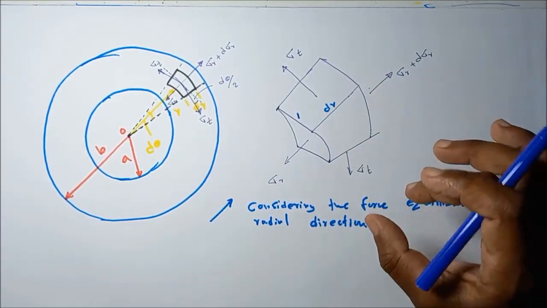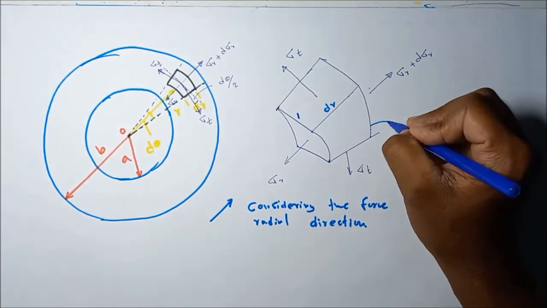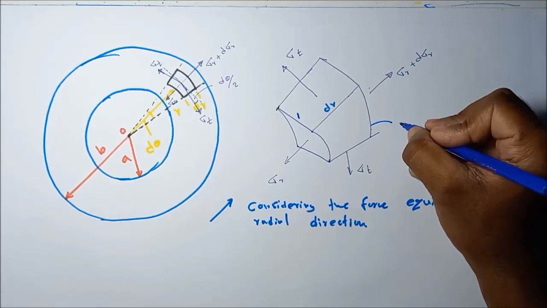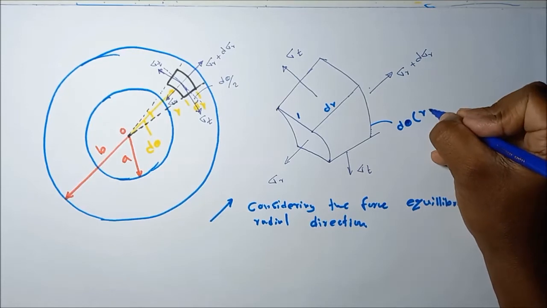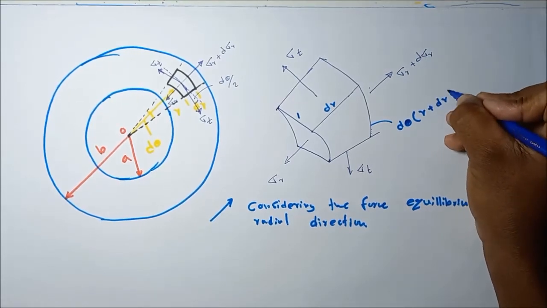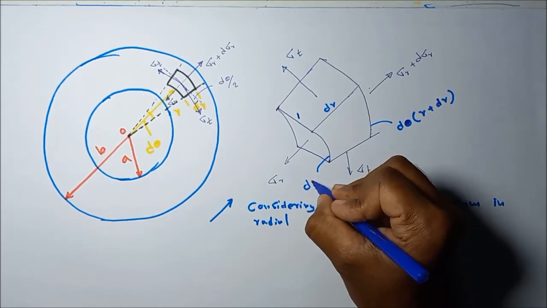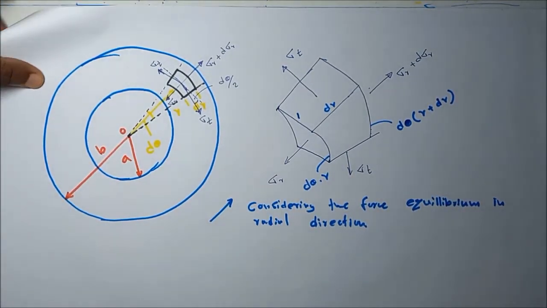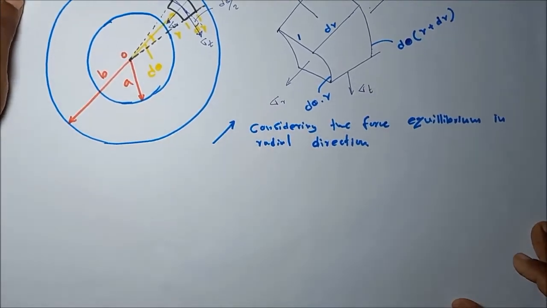this separated stress element. So first of all, let me find this arc length. What is this arc length? d theta into r plus dr. What is this arc length? d theta into r. Okay. Let's find the force equilibrium for this stress element.